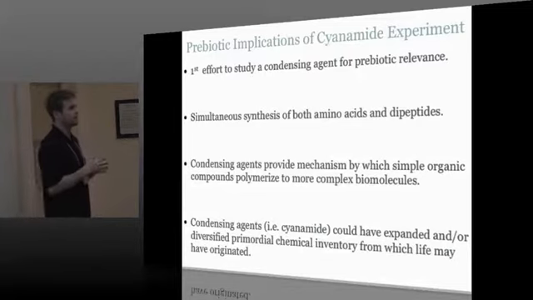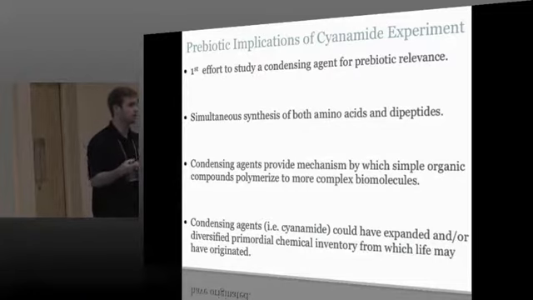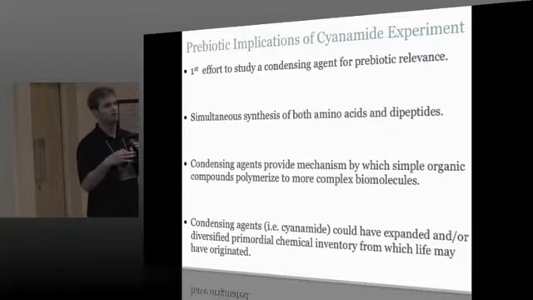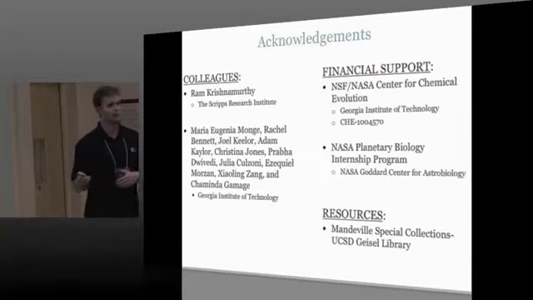a chemical mechanism by which we can explain how this polymerization may have taken place on the early Earth, and this could have expanded upon and diversified the prebiotic chemical inventory from which life may have originated.